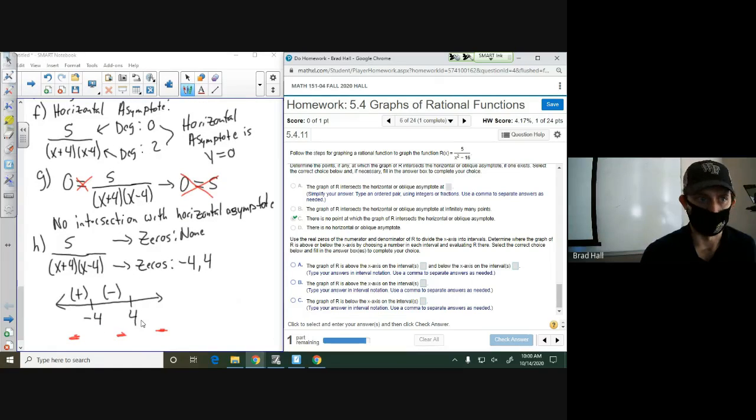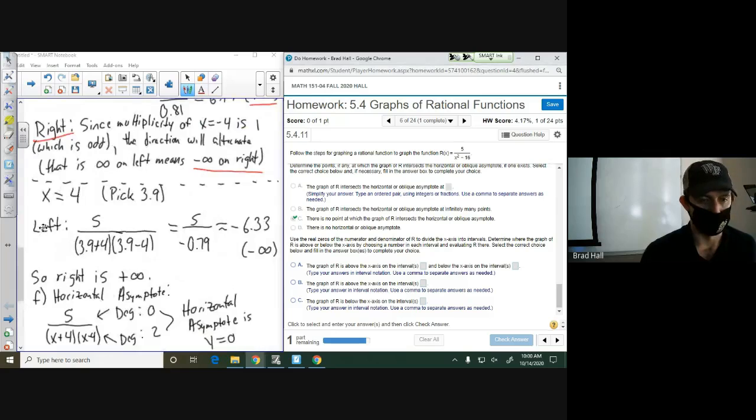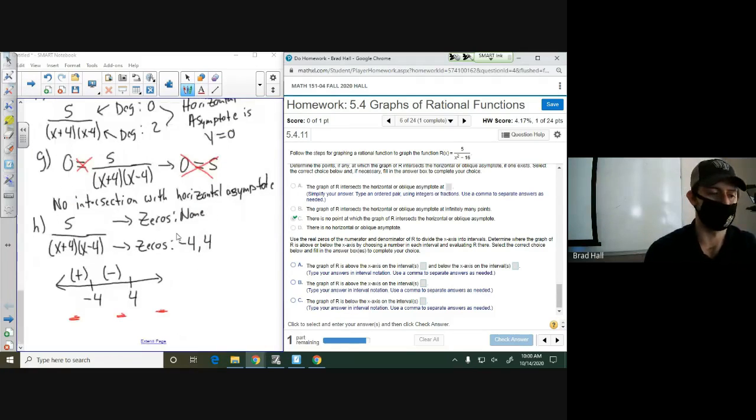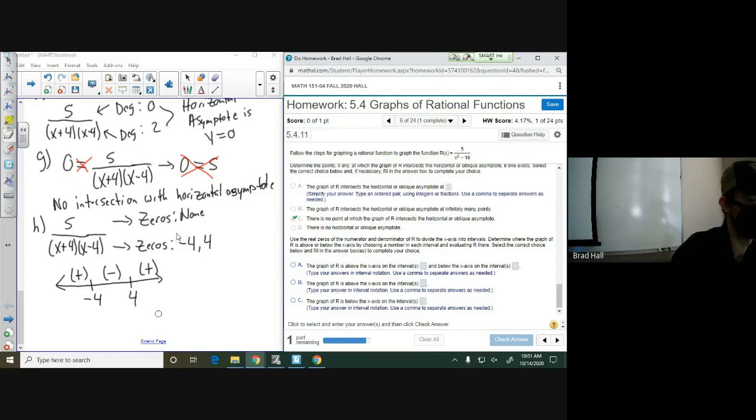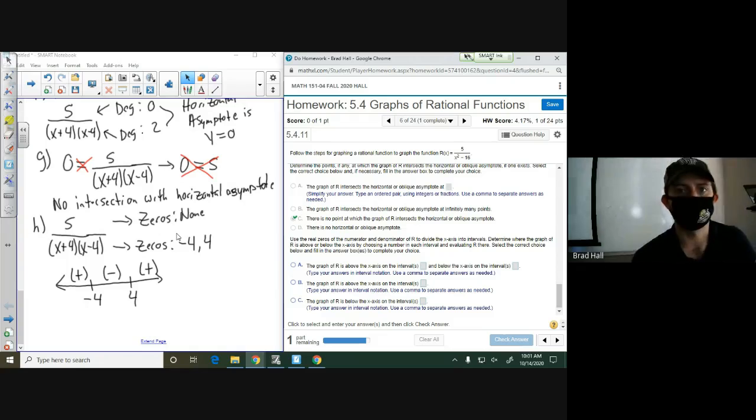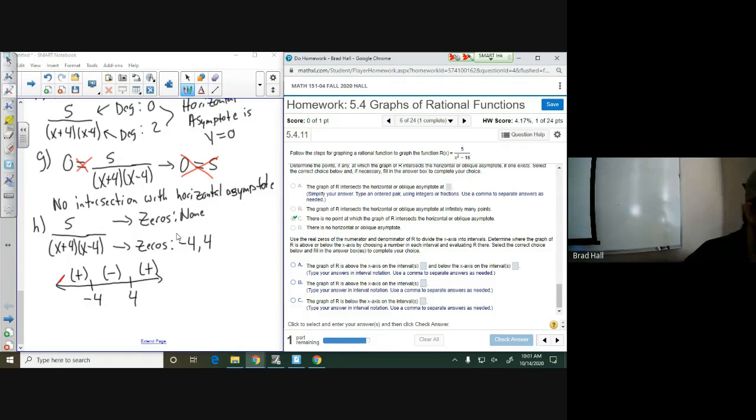And then for +4, we found that the left part is negative and the right part is positive. So the left part's negative, which we already have, and the right part is positive. The reason I'm only putting these signs is because now it tells us that this part of the graph and this part of the graph are both above the x-axis.